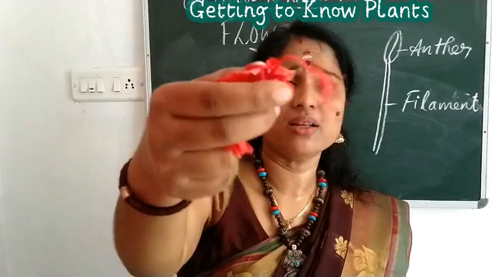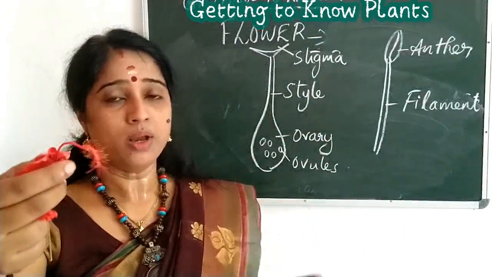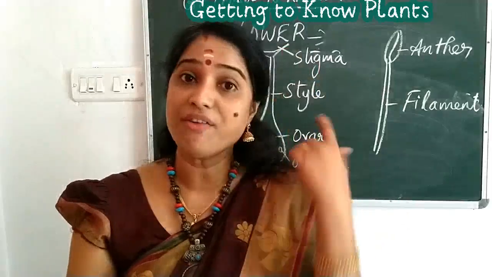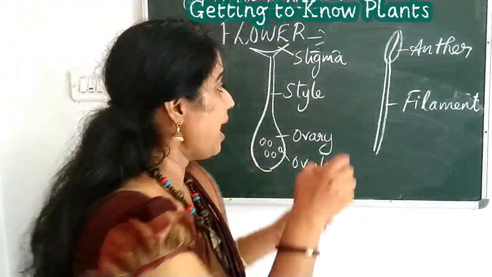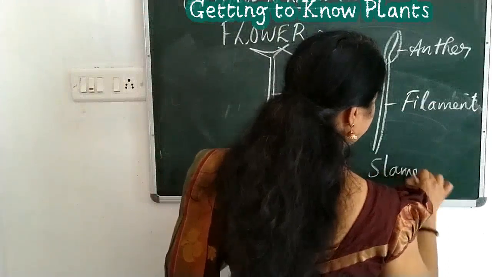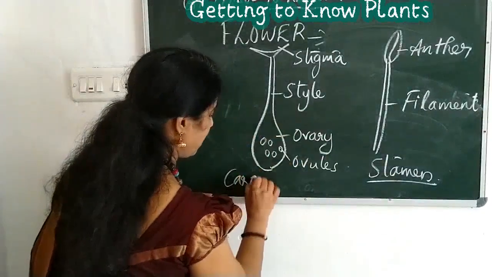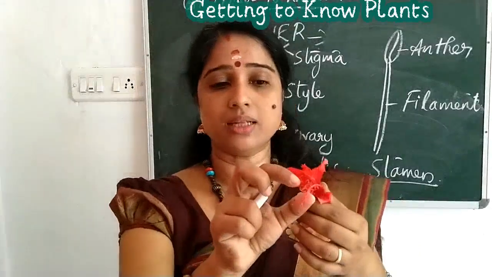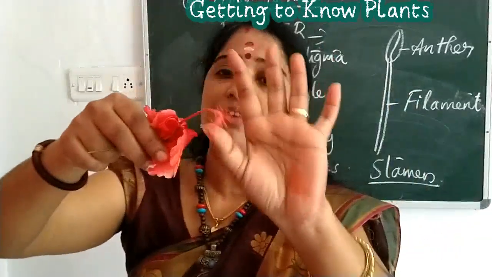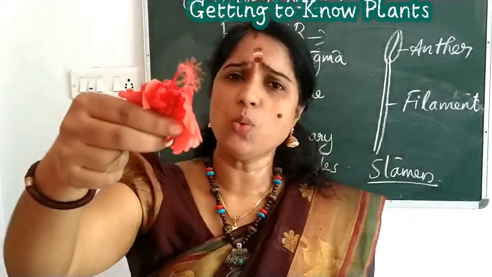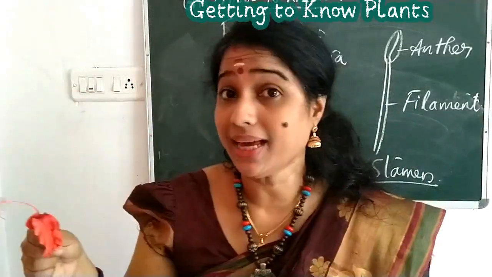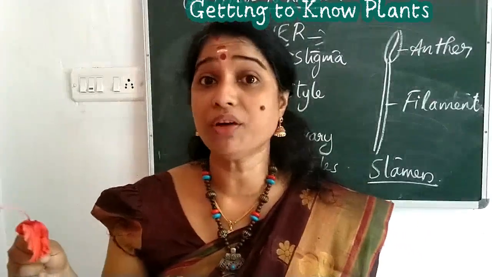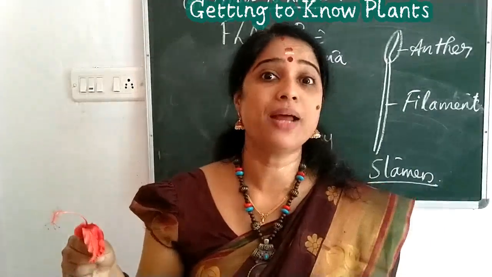Here you could see only one female structure, the carpel or pistil. But if you have a hibiscus flower at home, after the class you can go and observe it. You can see so many male structures. Only one female, and so many male structures, and that structure we call the stamen. The whole structure is known as the carpel or the pistil. This is the stamen. So many stamens are there surrounding one female structure. Stamens are the male reproductive structures, and the female reproductive structure is the carpel or the pistil.